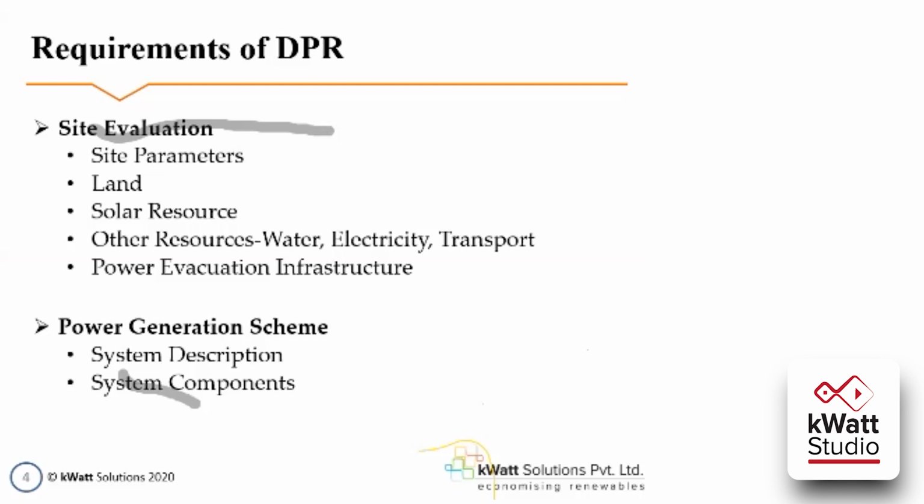Power evacuation infrastructure: you have to check the existing electrical infrastructure over there, whether it is a single phase system, three phase system, or any high tension system. You have to check, because for smooth inverter working, like grid connectivity, net metering, anti-islanding, for those purposes you have to check the power evacuation infrastructure.